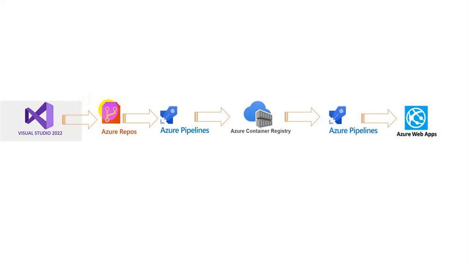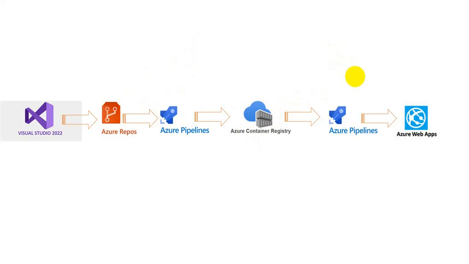Then we have to create the Azure pipeline. This Azure pipeline will take the code from the Azure Repos and build the image. Once the image is built, it will be written into the Azure Container Registry, and the Azure Container Registry would work as an Artifactory.